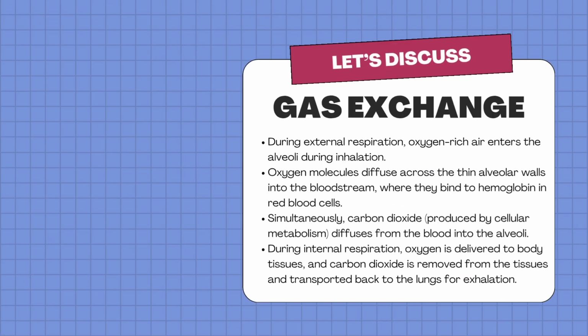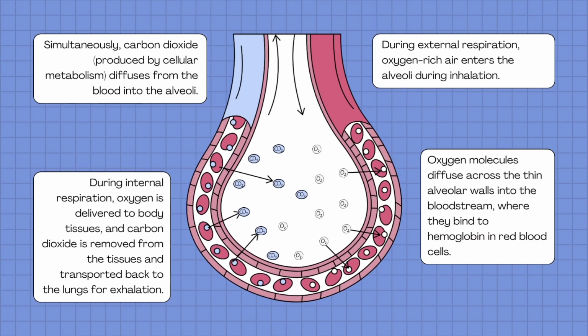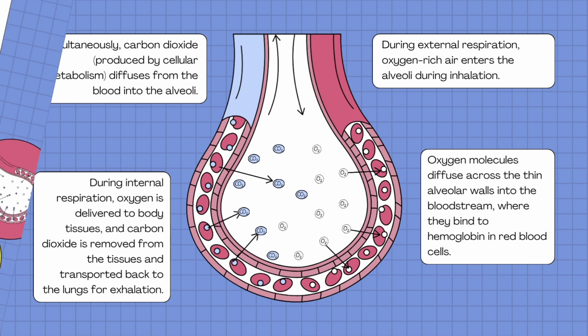So gas exchange during external respiration: oxygen-rich air enters the alveoli. During inhalation, oxygen molecules diffuse across the thin alveolar walls into the bloodstream, where they are bound to the hemoglobin in the red blood cells. This is also a flowchart of what is being done in the gas exchange. Simultaneously, the carbon dioxide produced by the cellular metabolism diffuses from the blood into the alveoli after binding to the hemoglobin.